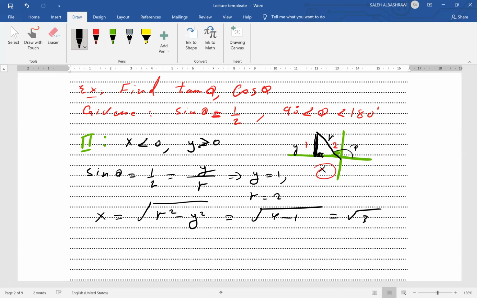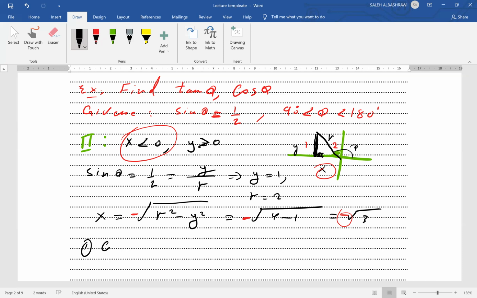Now I have x, but we have to be careful. We said that x is negative. So it means x must be minus square root of 3. We have to be careful about this sign. It is negative because we are in the second quadrant. X is negative. Now I have x, so I can find the tangent and cosine theta.